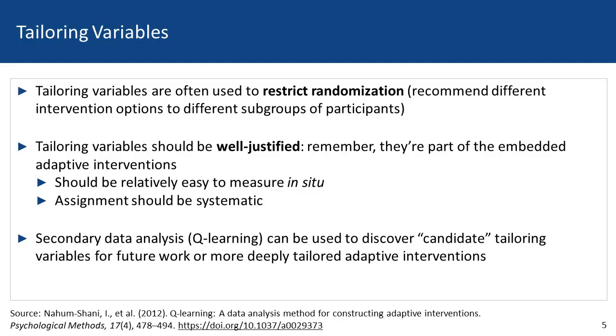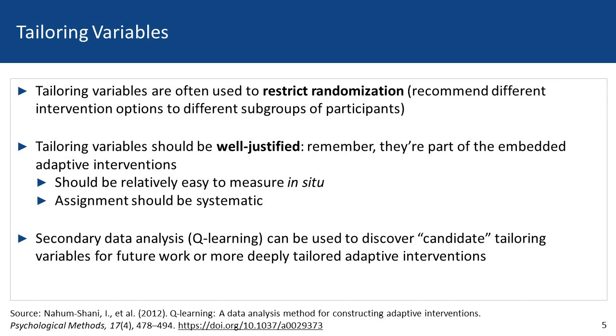So let's talk about tailoring variables in SMARTs. Remember that a tailoring variable is a characteristic of an individual that you might collect over the course of treating them that allows you to inform subsequent treatment recommendations. So in our hypothetical example, our tailoring variable here is this idea of response. It's whether or not an individual has lost 5 or more pounds in the first 6 months of treatment. In SMARTs, tailoring variables are often used to restrict randomization, and by that I mean they're used to recommend different intervention options to different subgroups of participants.